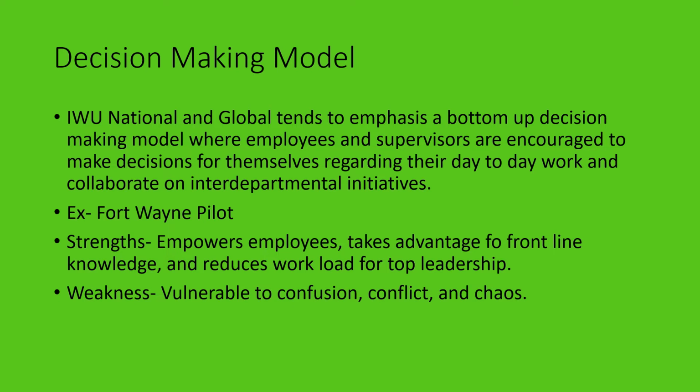Weaknesses: it's vulnerable to confusion, conflict, and chaos. The benefit of top-down decision making is that it keeps the decisions uniform, keeps the decisions consistent, keeps the processes consistent. Bottom up, there may be different processes in various different parts of the organization that could conflict with each other.